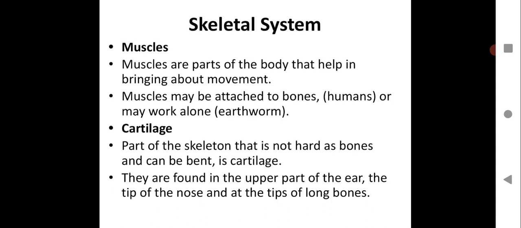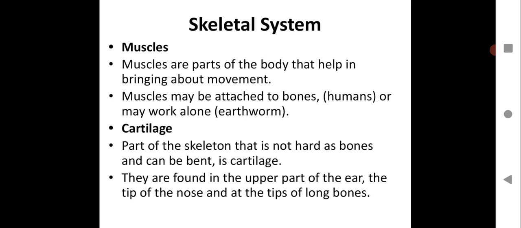So the skeletal system, we are going to see the skeletal system now. What is the skeletal system made up of? It's not only about the bones. The muscles and the cartilage all play a very important role, and they come under the skeletal system because they are the ones that help in body movement. So what are muscles? Muscles are parts of the body that help in bringing about movement. When you have a muscle tear due to some accident, then the movement of the body is restricted. You get pain because of the tearing of the muscles, and movement of the body will give pain because muscles play a very important role in the movement of the body.